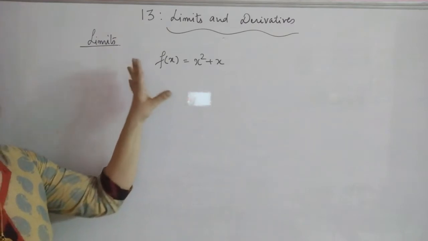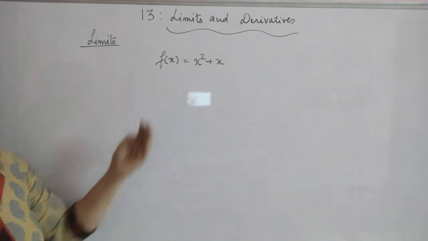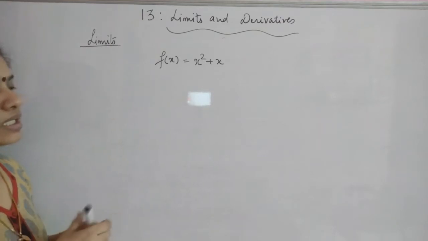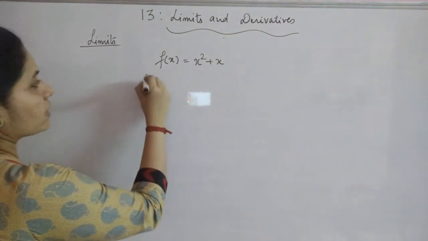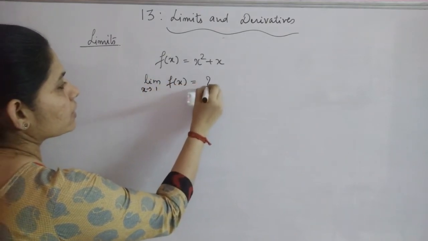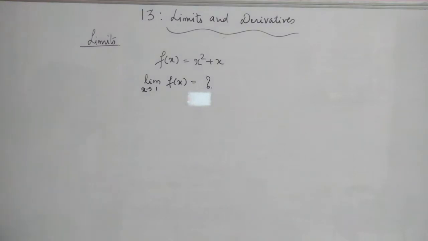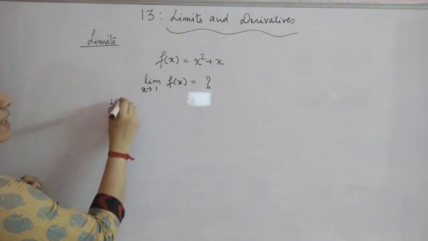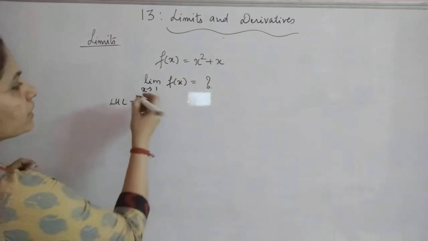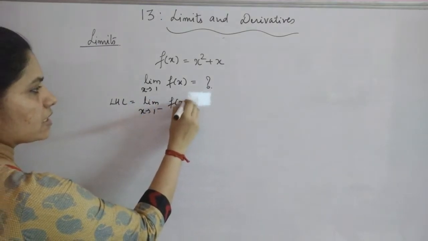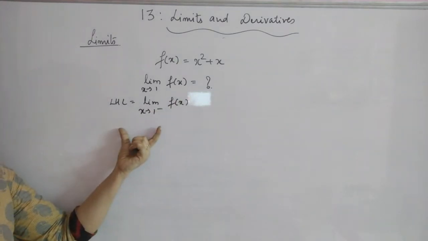Understood? Now in this another example, I will tell you another method to find out the limit, which is based on h. Now what is h? If the question is limit x tends to 1 of f of x, we have to find out the limit of the function when x approaches 1. Normally what we will do is find the LHL, which is limit x tends to 1 minus f of x. That will be the definition for left hand limit, right?